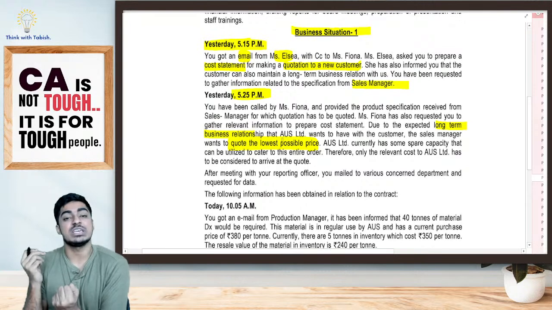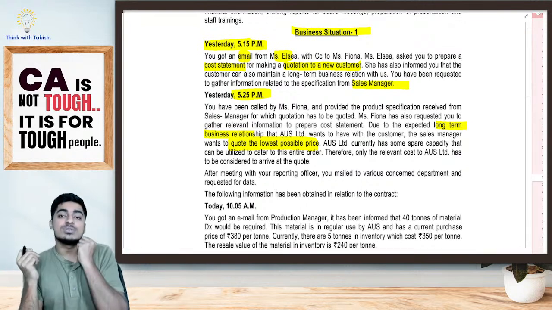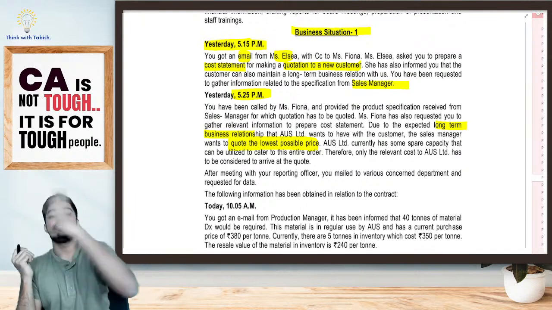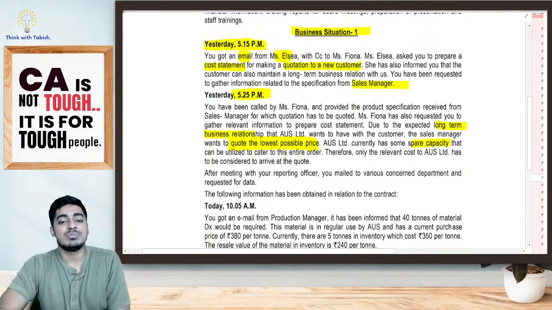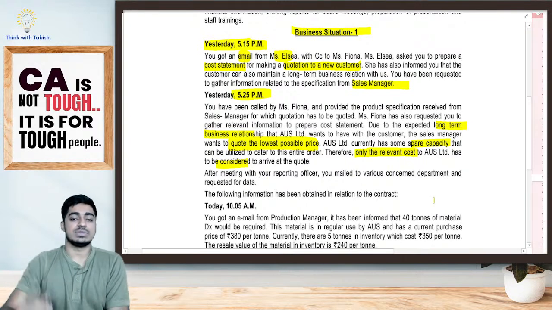What is the lowest price we can quote? That is the relevant cost we have incurred. We are only recovering the relevant cost, whatever we have incurred. AUS currently has some spare capacity which can be utilized. Therefore, only relevant cost has to be considered. After your meeting with the reporting officer, you mailed the various concerned departments and requested the data. The following information has been obtained.